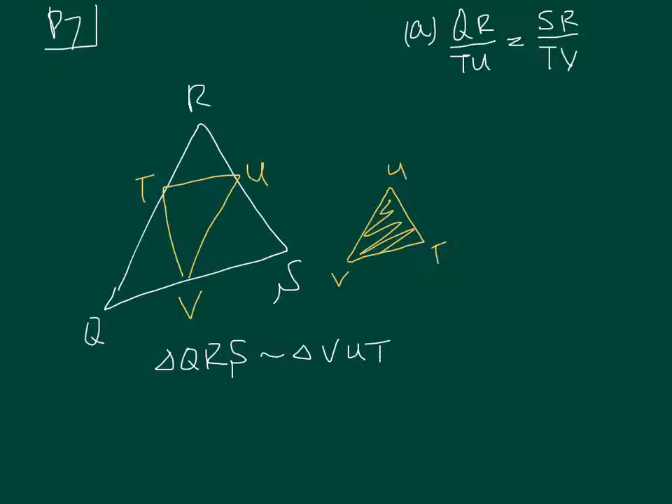If it's a similar triangle, and you divide by the corresponding sides, then the ratios will be proportional. But if you don't divide by the corresponding sides, then you won't get proportional ratios.